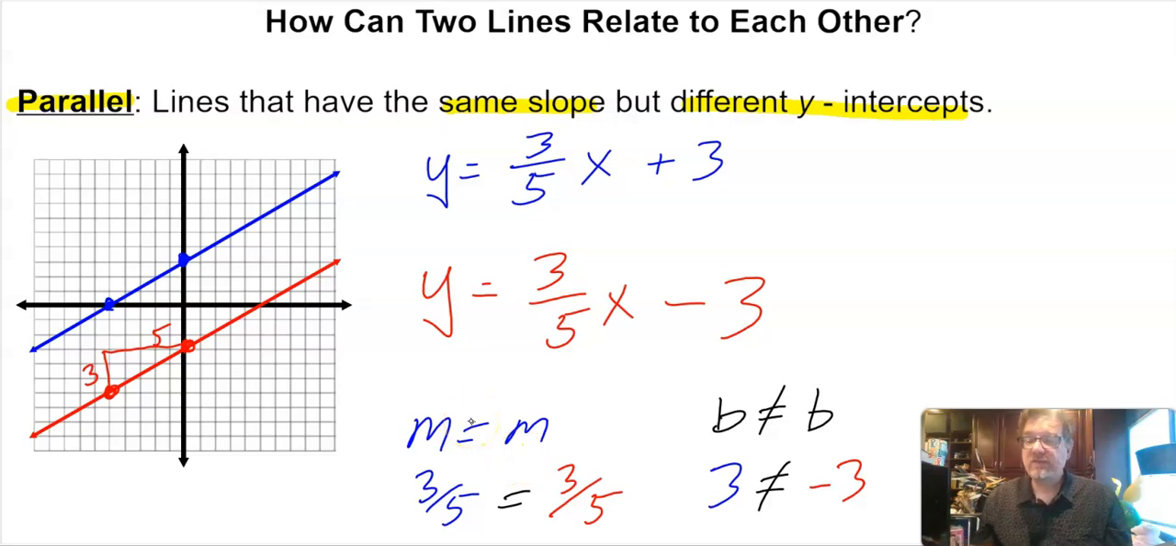Notice they never, ever, ever touch. That's usually a great geometry definition. Parallel lines are two coplanar lines that never intersect, and we'll talk about that in a bit.